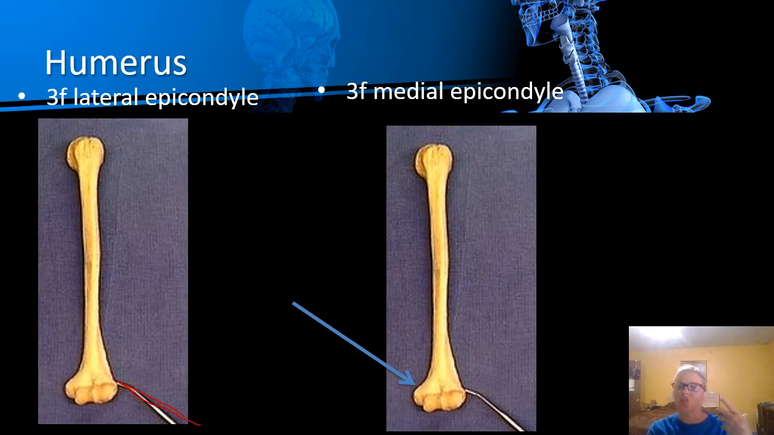So you need to pay attention, not just look at that at the bottom and try and memorize that, because if I rotate that or show you a different view, it's going to look different.